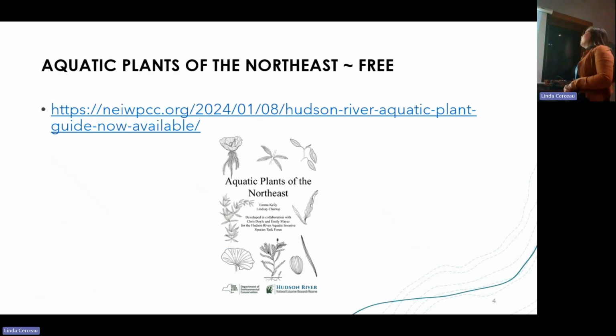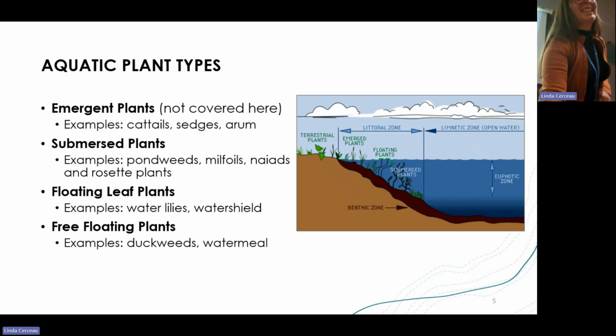And then we have another guide called The Aquatic Plants of the Northeast. This is completely free and is available on the NEAPMS website. Myself and Chris Doyle worked in collaboration with them to develop this guide. So it is out there and available for download now. It's all printed on Rite in the Rain paper. Yes, so you can print that out and have copies of that as well. I definitely encourage that. We have a copy over there that you all can look at.